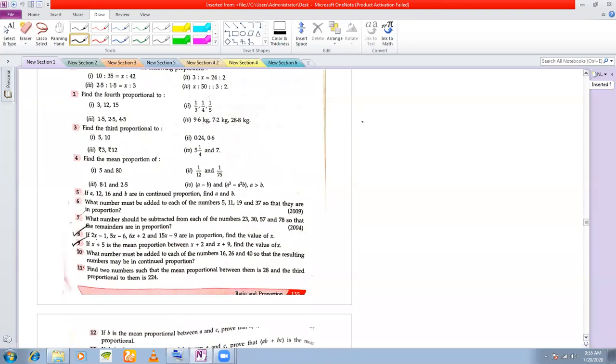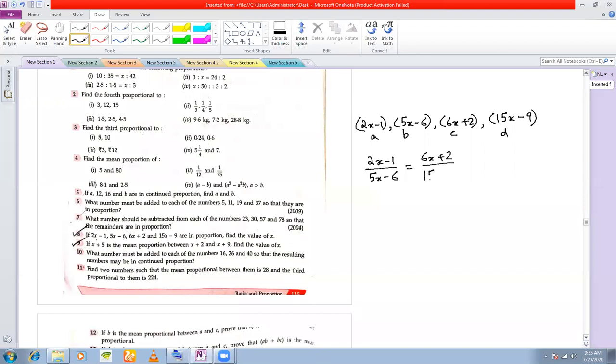If 2x minus 1, 5x minus 6, 6x plus 2, and 15x minus 9 are in proportion. If they are in proportion, if A, B, C, D are in proportion, then from the definition, what can you say? A by B is equal to C by D, isn't it? Yes, Arpita? Yes, sir.